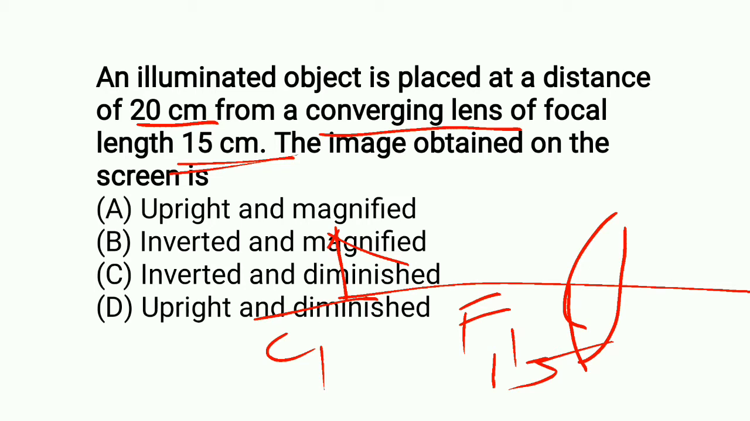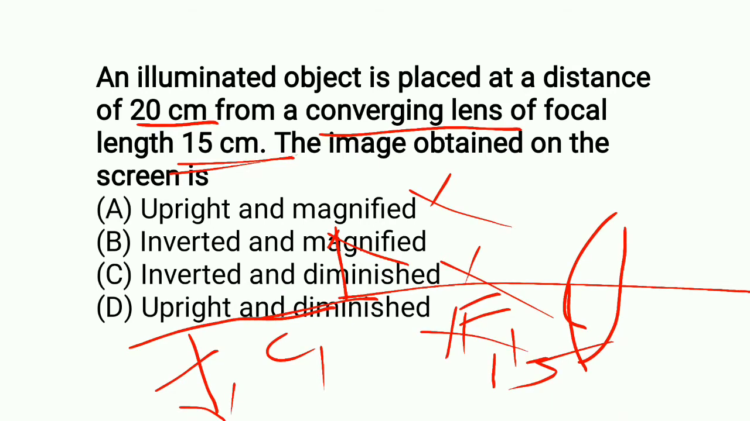And we know that when the object is kept between center of curvature and the focus, the image is going to form behind the center of curvature, that is C1, and it is an enlarged image. It is real, inverted, and enlarged. So just check out in the options: upright and magnified, no. Inverted and magnified, okay, it is inverted and magnified. Inverted and diminished, no. Upright and diminished, no. So here the option B is the correct answer, that is inverted and magnified.